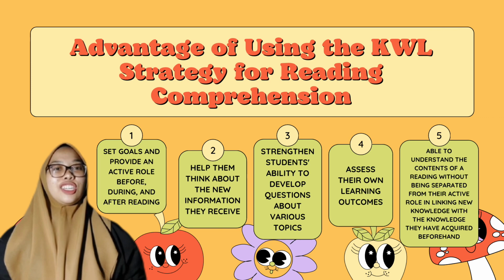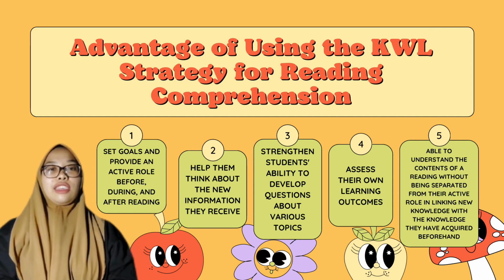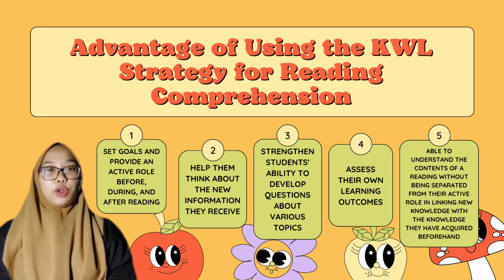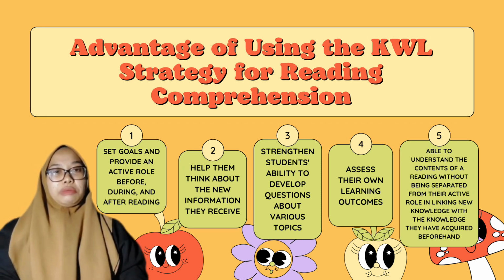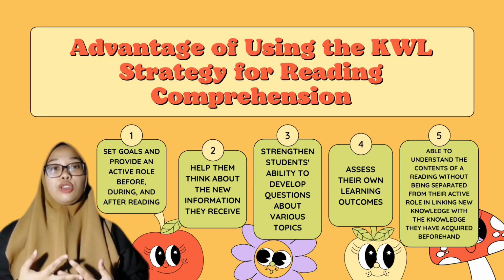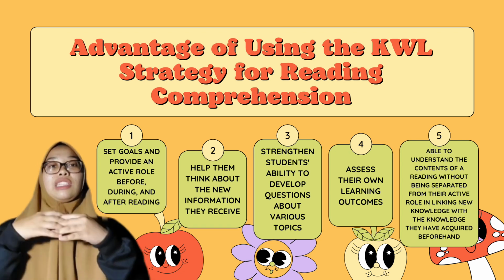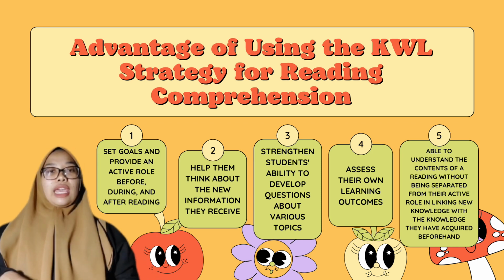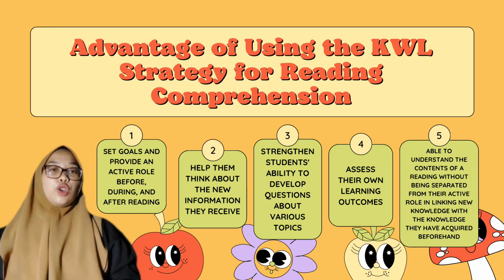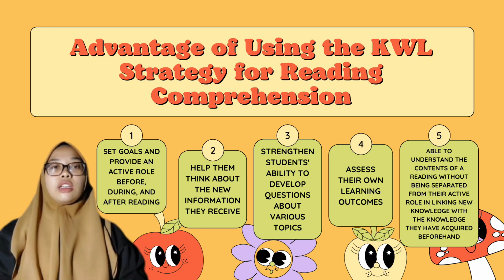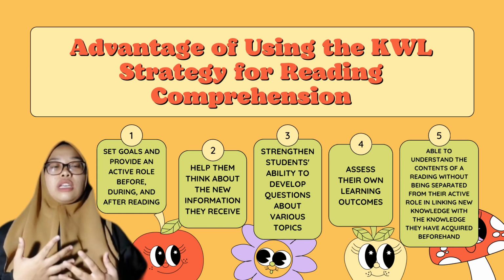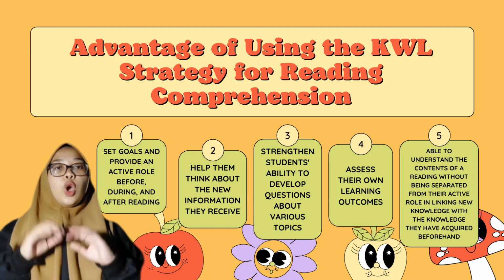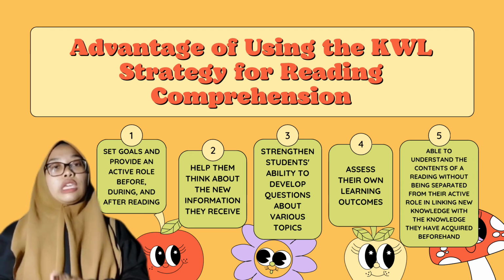Next are the advantages of using the KWL strategy for reading comprehension. First is to set goals and provide an active role before, during, and after reading. Using this KWL strategy can help teachers activate students' prior knowledge of a certain topic and encourage active reading. It can also enhance learning. KWL can be used as a pre-reading strategy and can also function as an assessment of what students have learned during a particular unit.